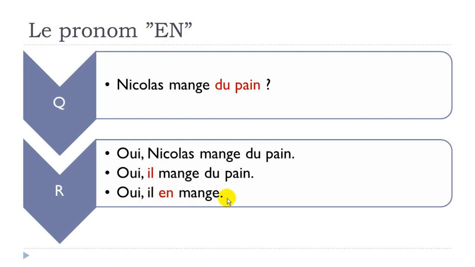So in that case you use this il just to avoid repeating Nicolas because it was previously stated, and then you want to use this en, the pronoun, just to avoid repeating du pain because it was in the question. Oui, il en mange. So, remember that this en pronoun should be before the verb.